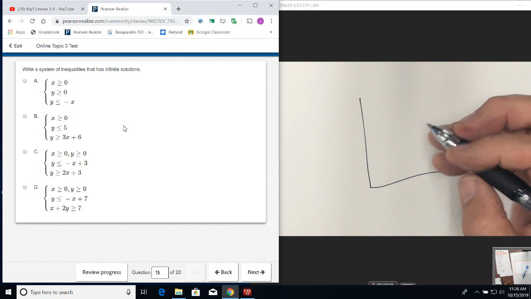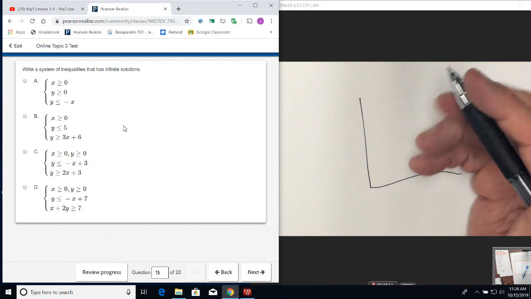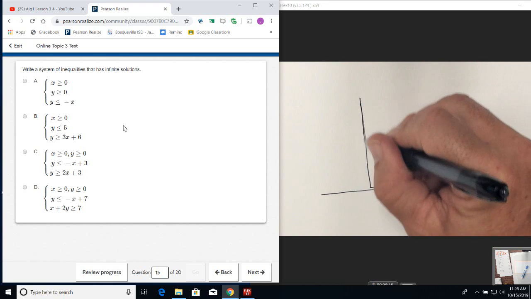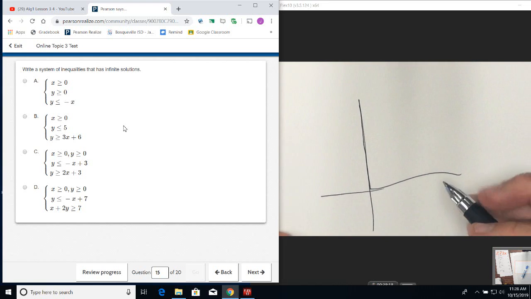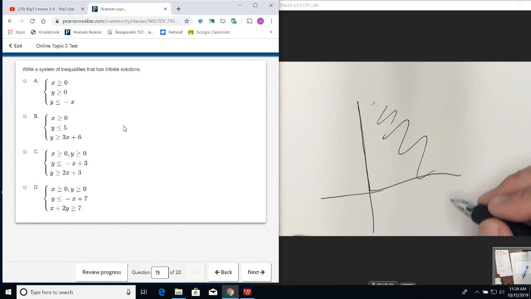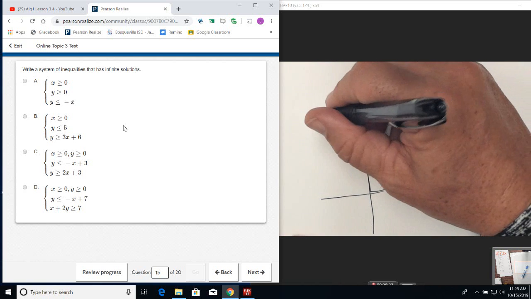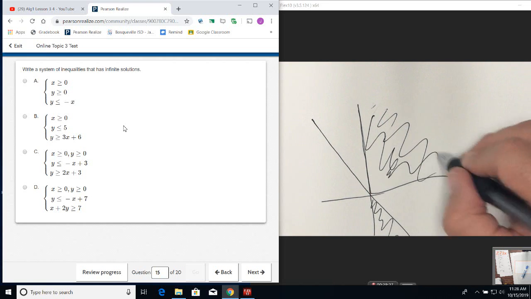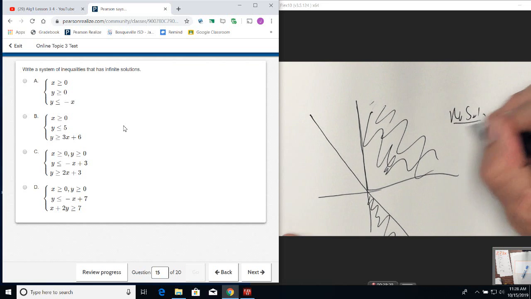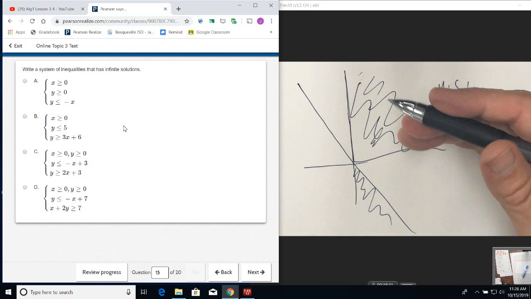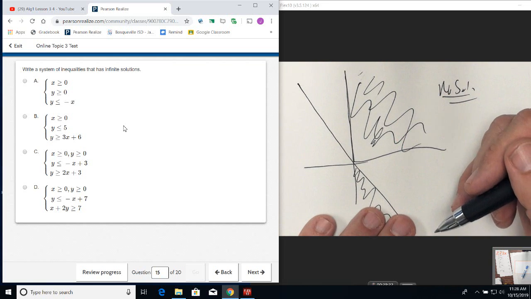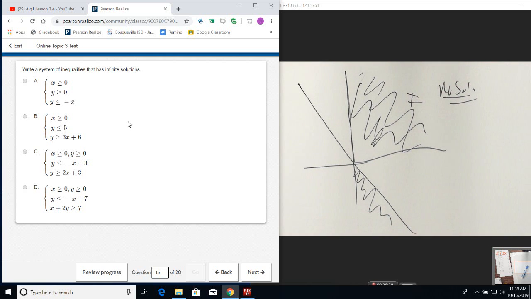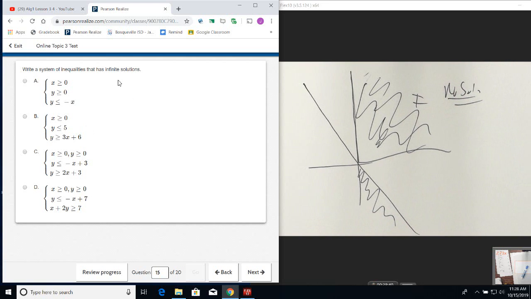So if you look at your first one, x is greater than 0, y is greater than 0, and if I were to graph that, it would be in quadrant 1. Then this would be y is less than negative x, which would look like this. It would be less than that. That one has no solution because the shaded regions would never overlap. Does that make sense? So the first one's saying it has to be in quadrant 1, so A would be no solution. I'm looking for the one that has an infinite number of solutions.